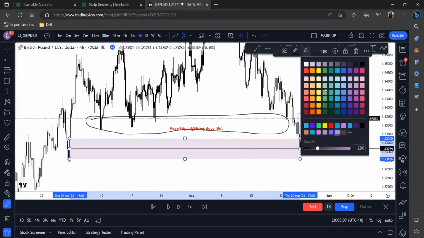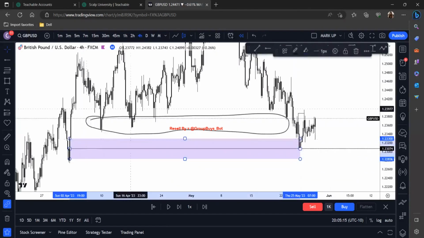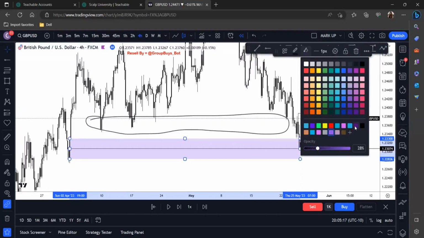Okay, I'm going to change the color to this. No, that's too light.